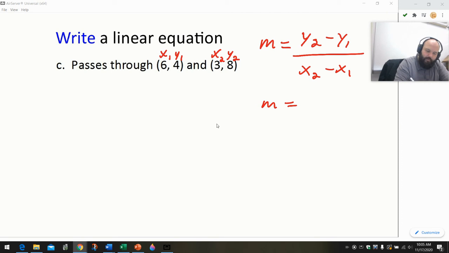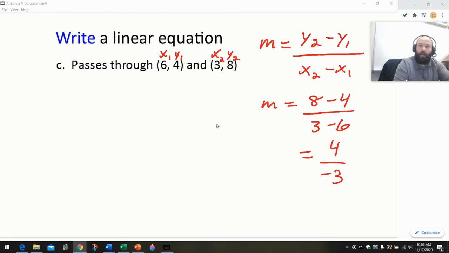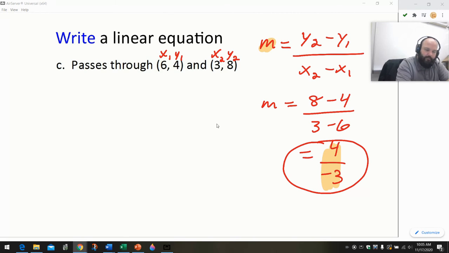And so we have 8 minus 4 over 3 minus 6. Now from there, we're going to simplify that. 8 minus 4 is 4. 3 minus 6 is -3. So this slope ended up being a fraction. So it might make this a little bit more complicated depending on which ordered pair we use, which I'll show you here. So this is our m. I'm going to go ahead and highlight this because that's m. Okay, that's m. And now we need to find b.